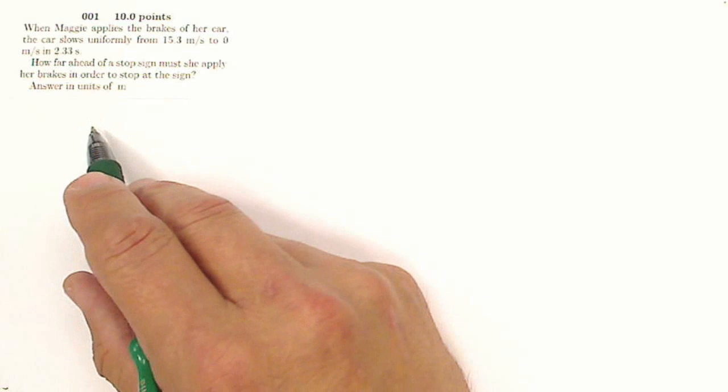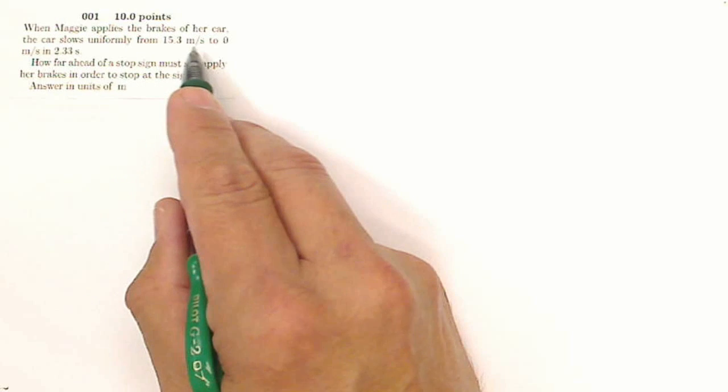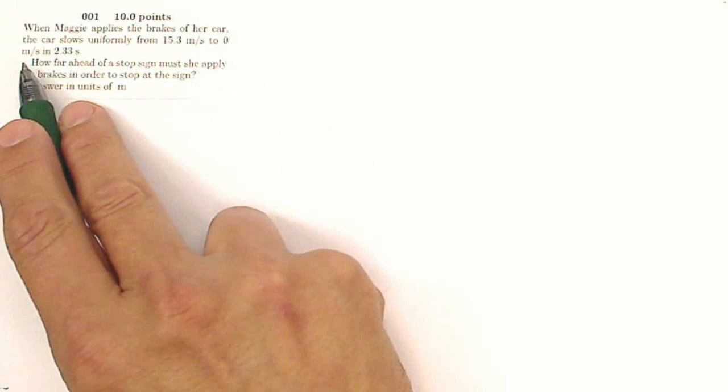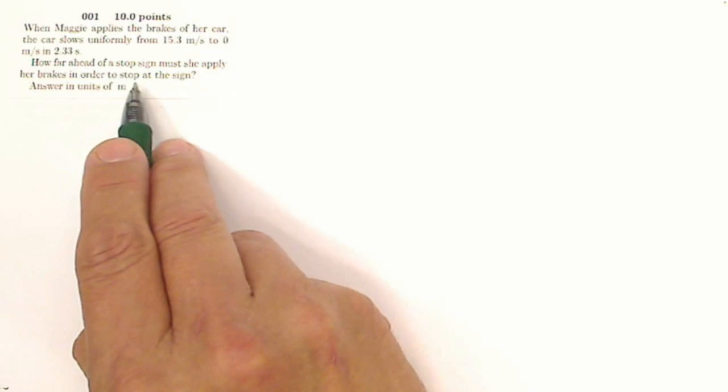This is physics homework number 5. It says, when Maggie applies the brakes of her car, the car slows uniformly from 15.3 meters per second to 0 meters per second in 2.33 seconds. How far ahead of a stop sign must she apply her brakes in order to stop at the sign?